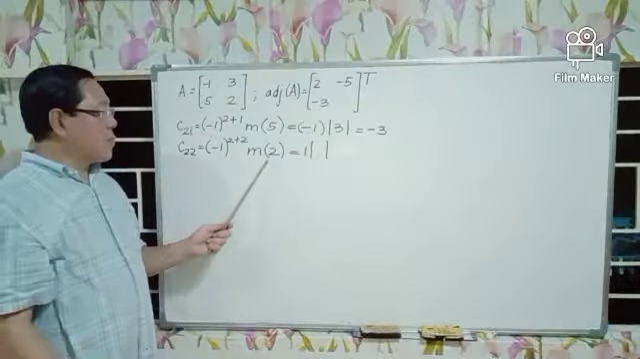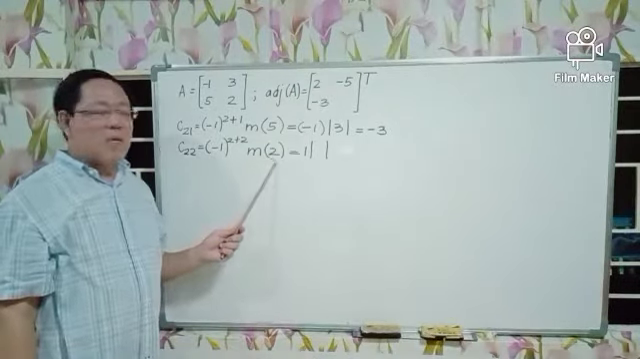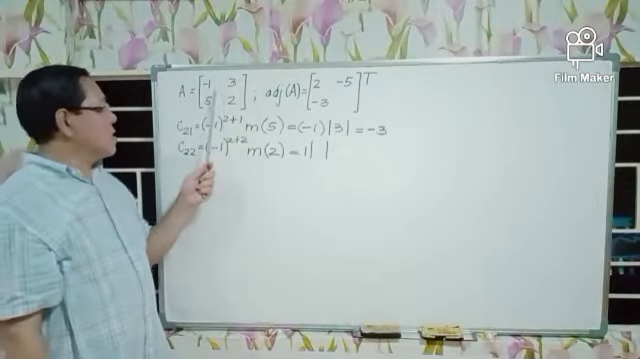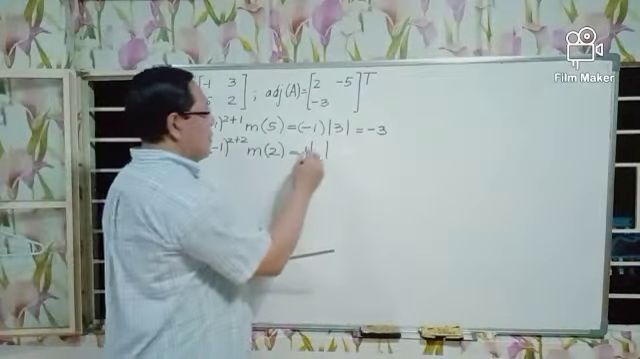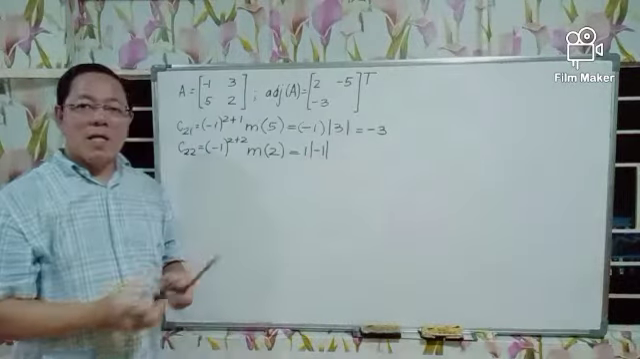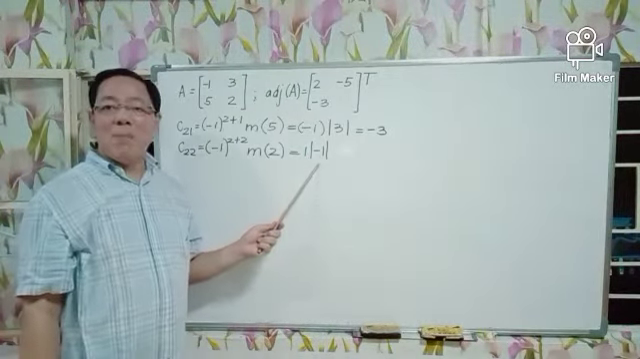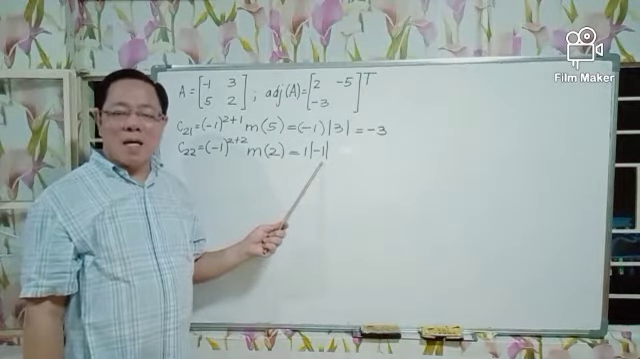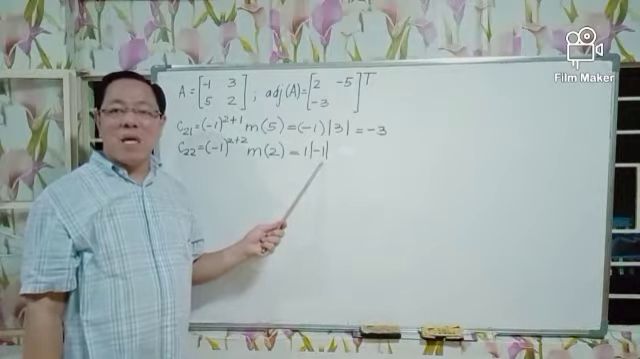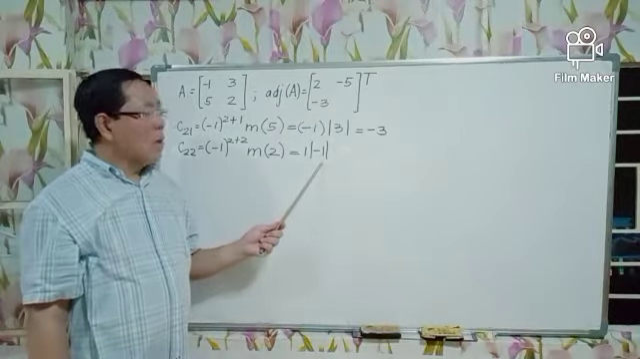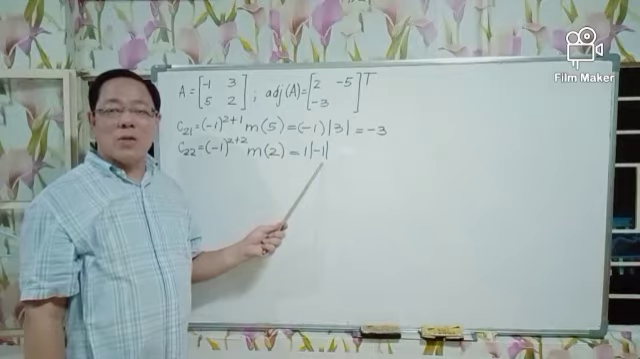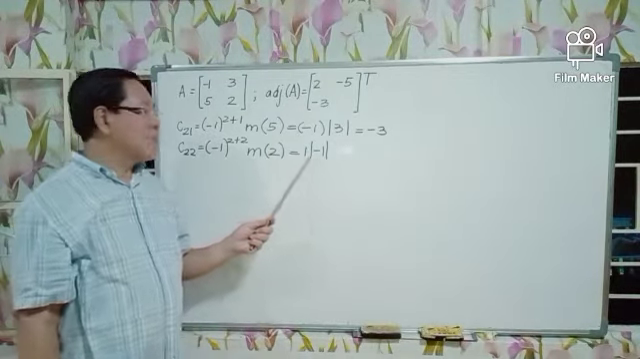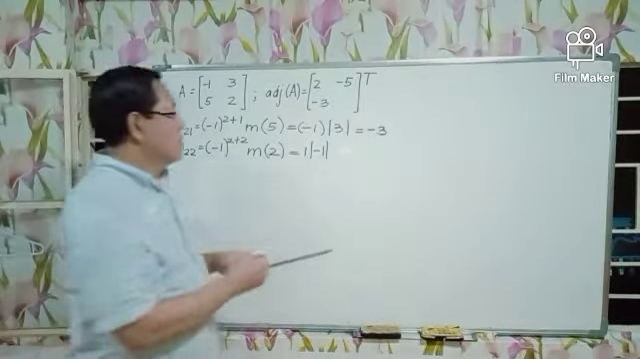Multiplied by the minor of 2, which is the determinant that remains after deleting the second row and second column, and the entry that remains is negative 1. Again, this is not the absolute value of negative 1, but the determinant of negative 1, and the determinant of a matrix with a single entry, or a 1 by 1 matrix, is equal to that entry. Hence, the determinant of negative 1 is negative 1, multiplied by 1 is negative 1.